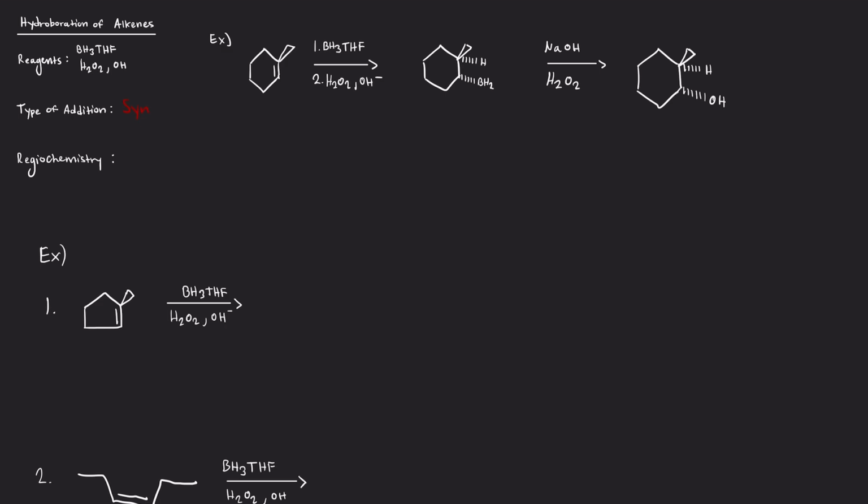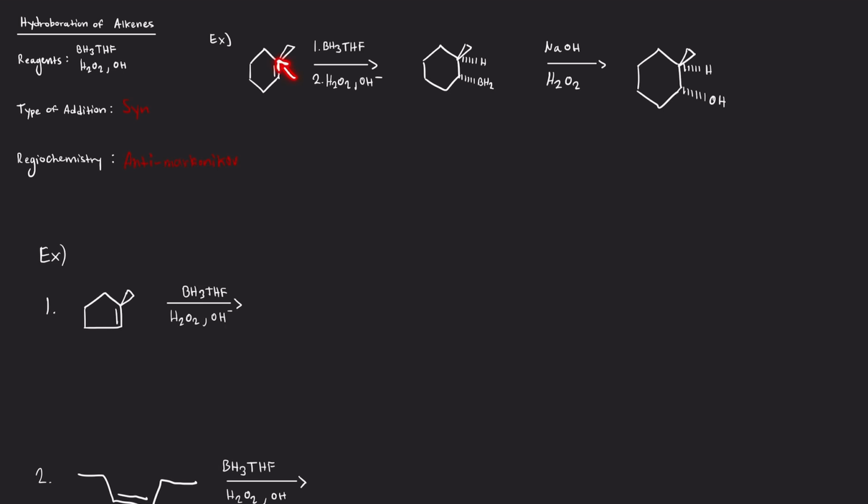And you know it's anti whenever you have a peroxide as a reagent. So regiochemistry is going to be anti-Markovnikov. And we'll see it later on as I do the examples. But if you look at this first example here that I have in this corner, you'll see that our first step is BH3THF. So what we're going to do for that first step is you're going to attach an H to the anti-Markovnikov position.